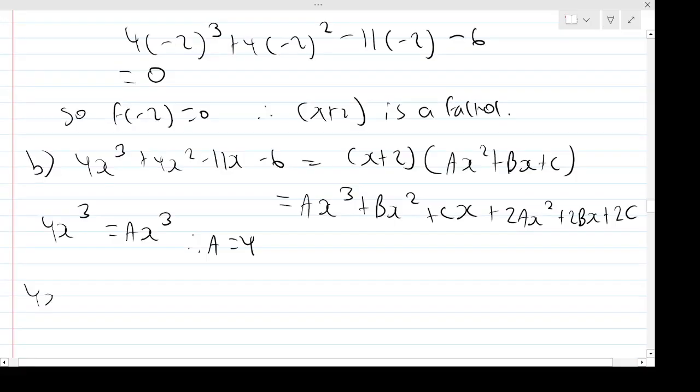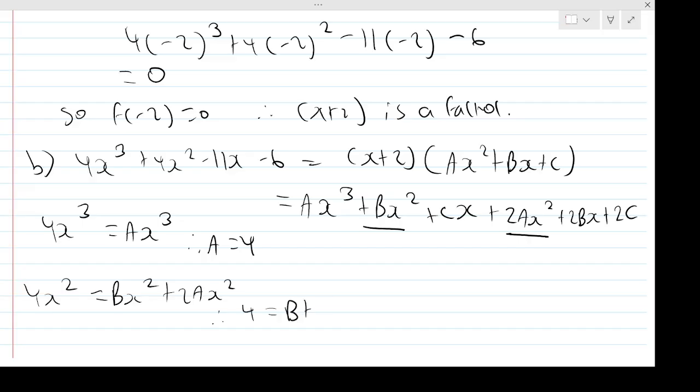So 4x squared, the x squared part on the left, has to equal the x squared terms on the right. Well, we have bx squared, firstly, but we have the other x squared term, plus 2a x squared. Therefore, if we equate the coefficients, we get 4 is equal to b add 2a. But we know a is 4, so it's 2 lots of 4. Therefore, we can solve for b. 2 times 4 is 8. So if we take away 8 from both sides, b is minus 4 there.